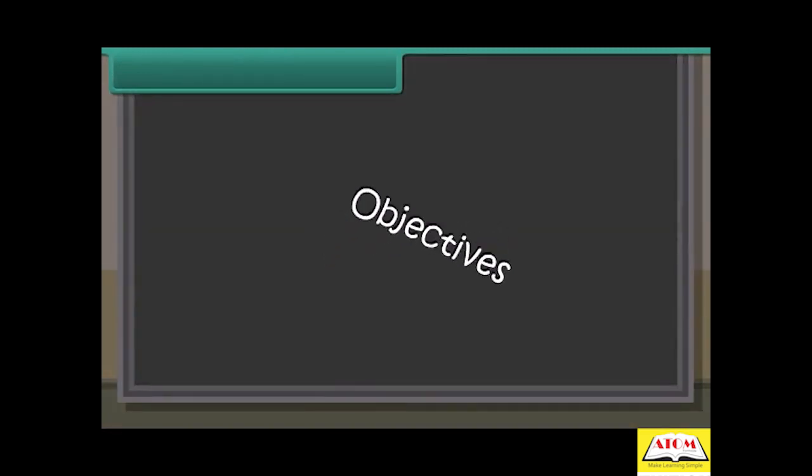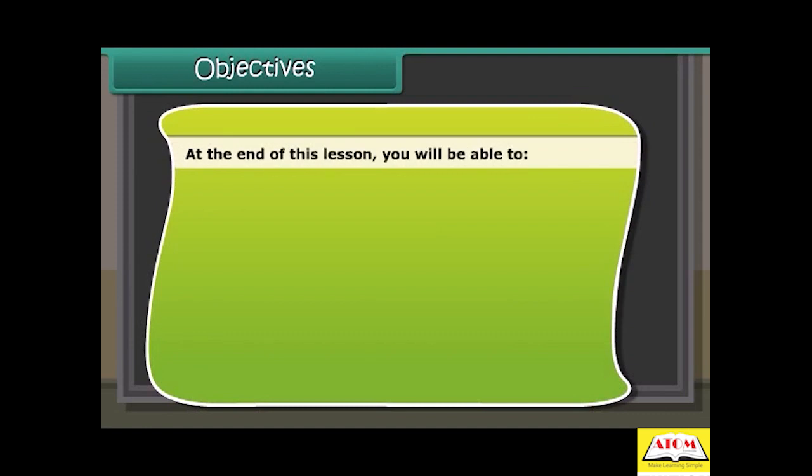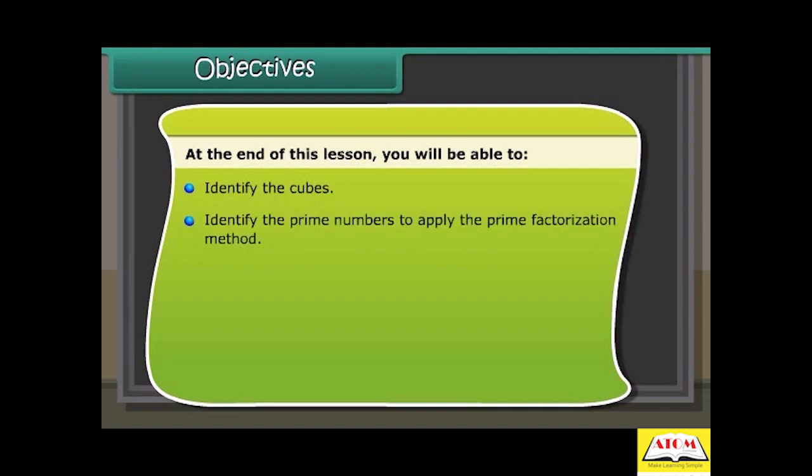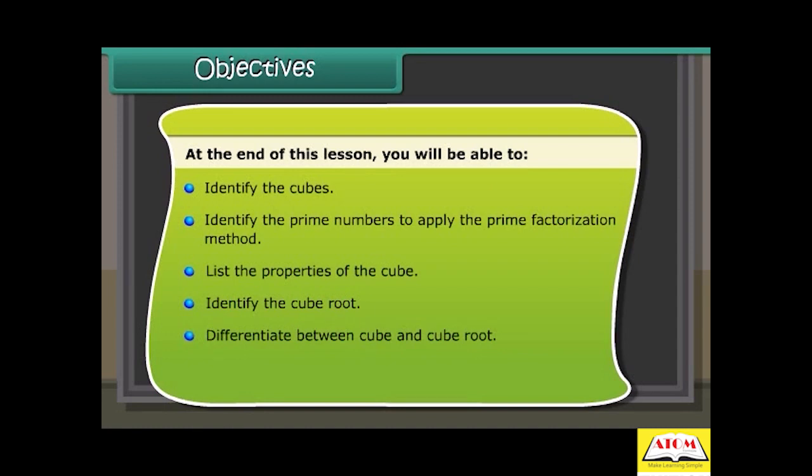Objectives. At the end of this lesson, you'll be able to identify the cubes, identify the prime numbers to apply the prime factorization method, list the properties of the cube, identify the cube root, differentiate between cube and cube root, calculate cube root of a perfect cube without using prime factorization.